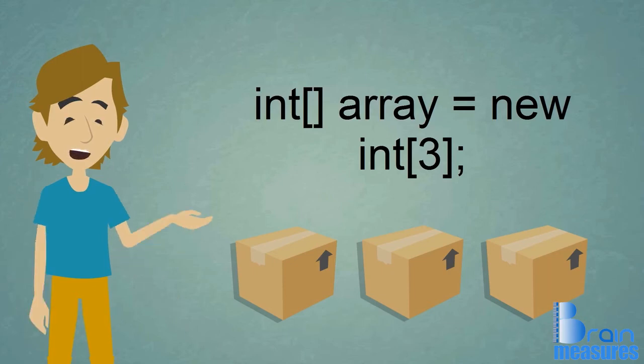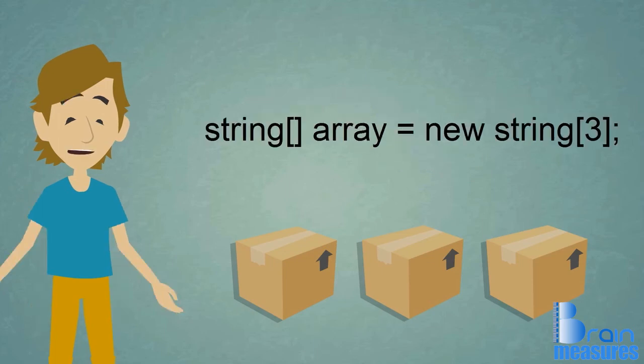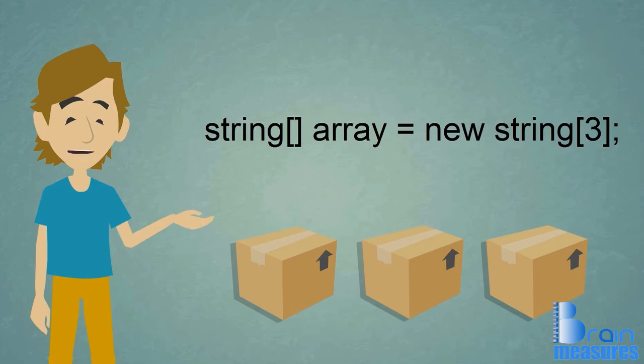Right now, our array can only hold numbers. What do we need to do in order to make these boxes hold letters? This is how you add a string array. It is just that simple. Notice how the number at the end doesn't change. This is because this tells us that there are only 3 boxes to put stuff in.